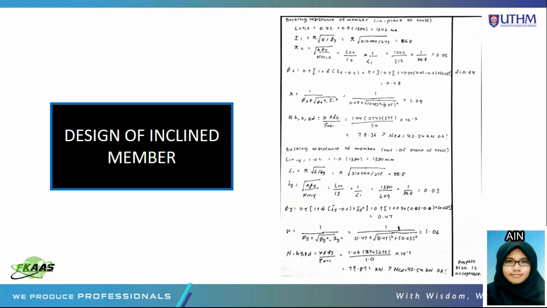Buckling resistance of member out of plane of truss. LCRY is equal to 1380 mm, lambda 1 is equal to 86.8, lambda bar Y is equal to 0.03, phi Y is equal to 0.47, X is equal to 1.06, NB1YRD is equal to 79.871 kN, which is more than 42.5 kN.